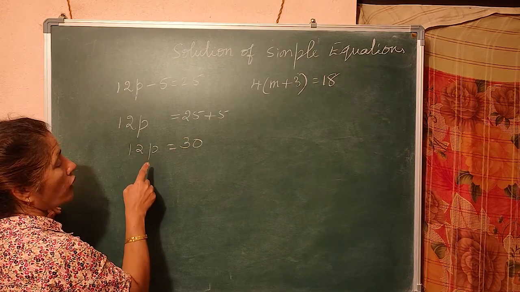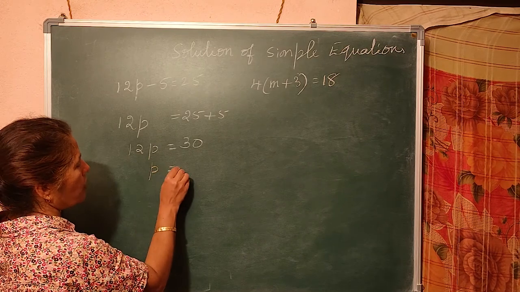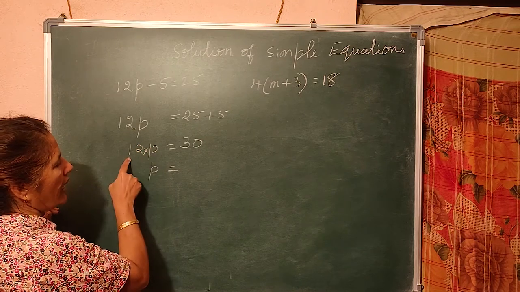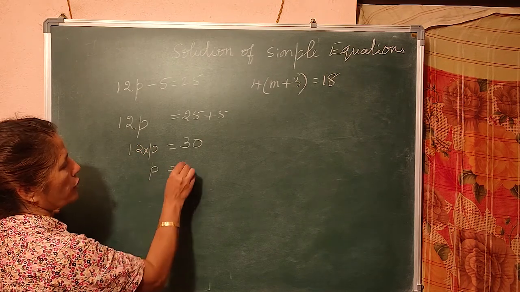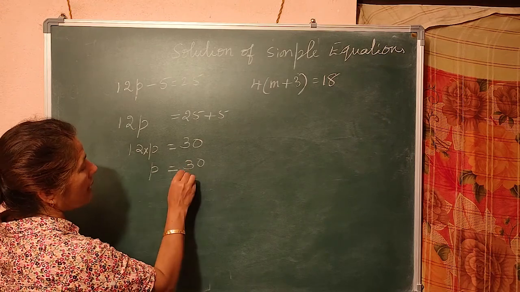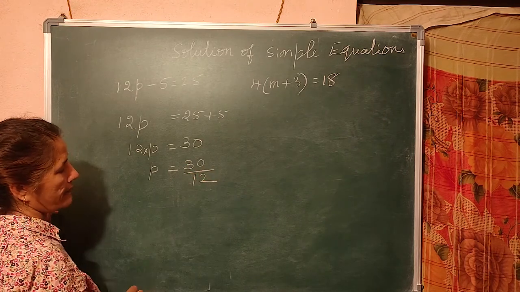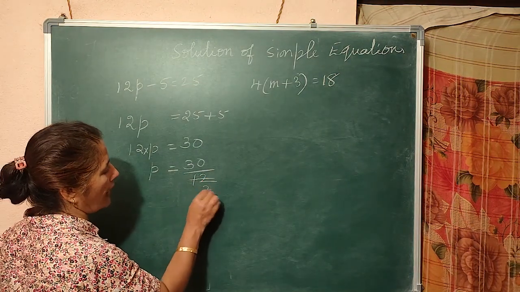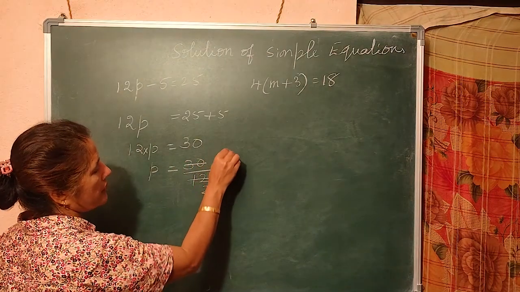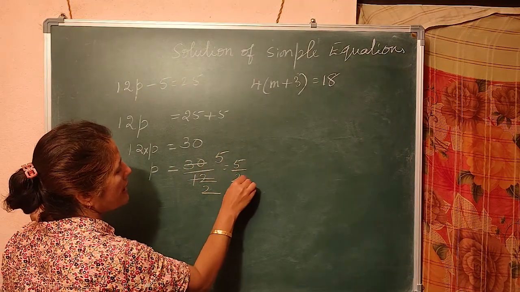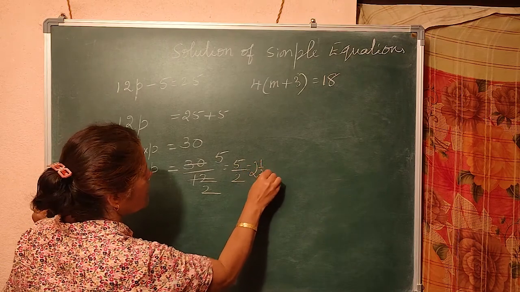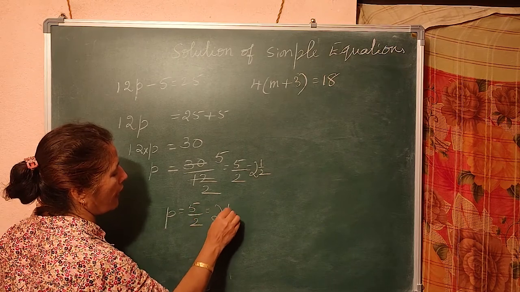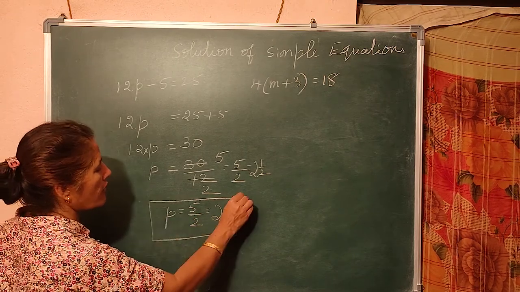Now I want to find out p. So p is equal to, what is the meaning of 12p? 12 into p. So 12p means 12 into p. So p is equal to 30, and whenever it comes here, it is divided by 12. So which table goes into both the numbers? 6 2s are 12, 6 5s are 30. So 5 by 2 is equal to 2 1 by 2. So p is equal to 5 by 2, which is 2 and a half. Am I right? This is the solution for p.